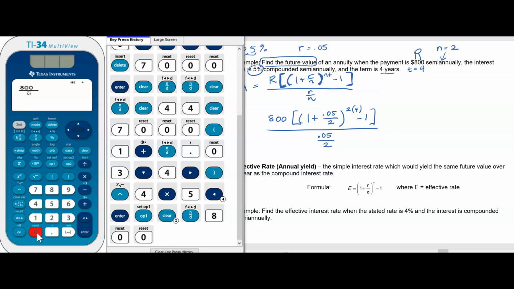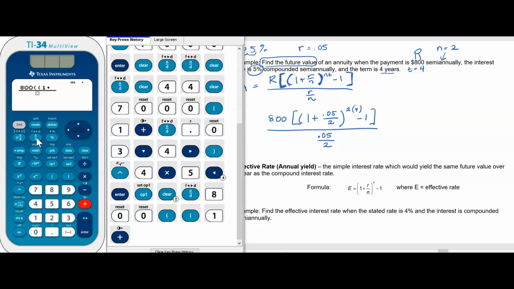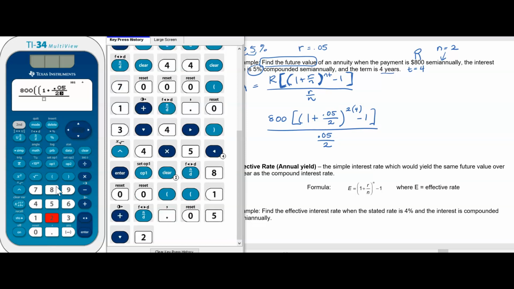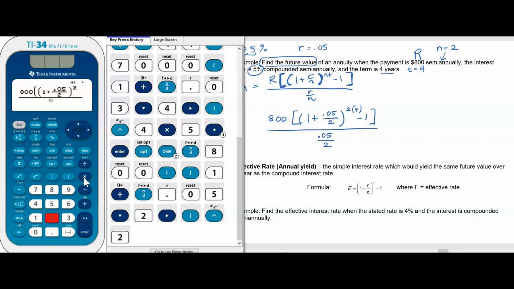So 800, and then instead of a bracket, I'm just going to use a parenthesis. So 2 parentheses, because I have a bracket and a parenthesis, and then 1 plus, I'm going to use the N over D button again, and see how the parentheses just got bigger there, so it just adjusts, which is nice. So 0.05 divided by 2, and then make sure you use the right arrow to get out of that fraction, and parentheses, and then you're going to use the exponent key to go up top. 2 times 4 is 8. You can certainly just enter in 8 there if you want. I'm just going to show you how to make the calculator do everything.